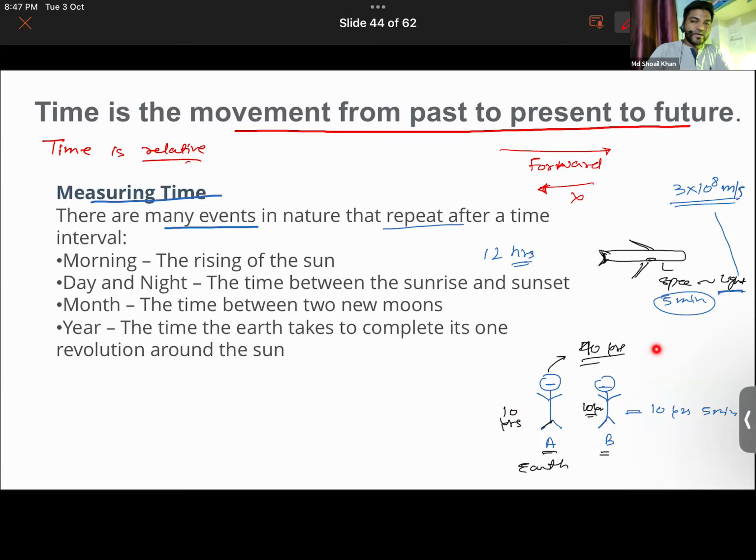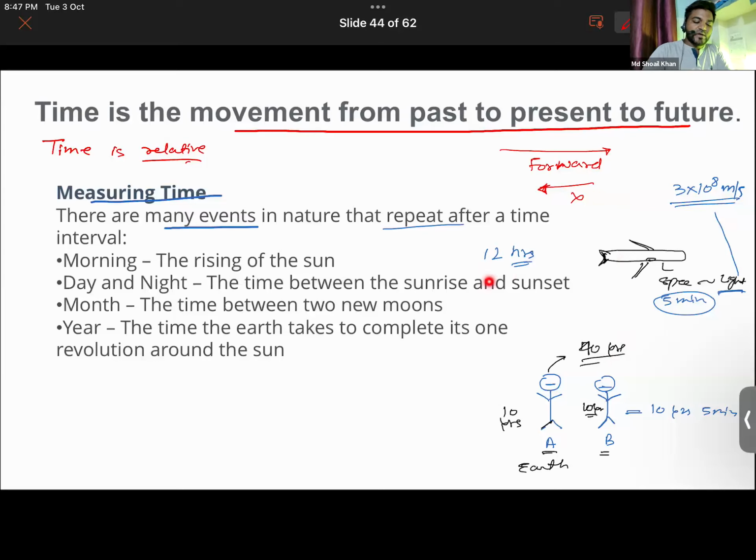Okay. Let me quickly revise what we discussed. We know time is the movement from past to present to future. It always moves in the forward direction. There's no going back in time. Then I said that time is a relative concept.